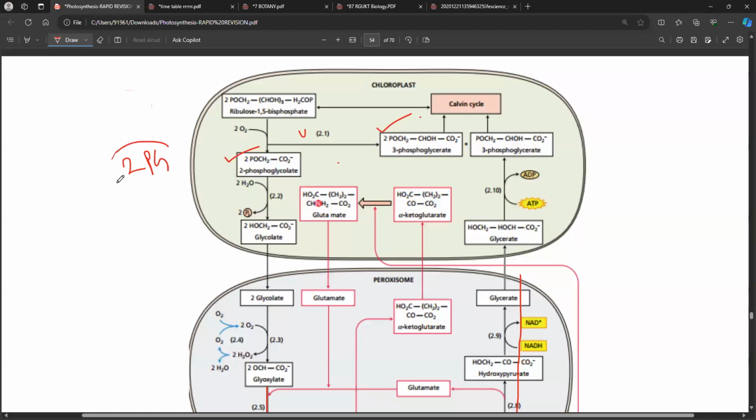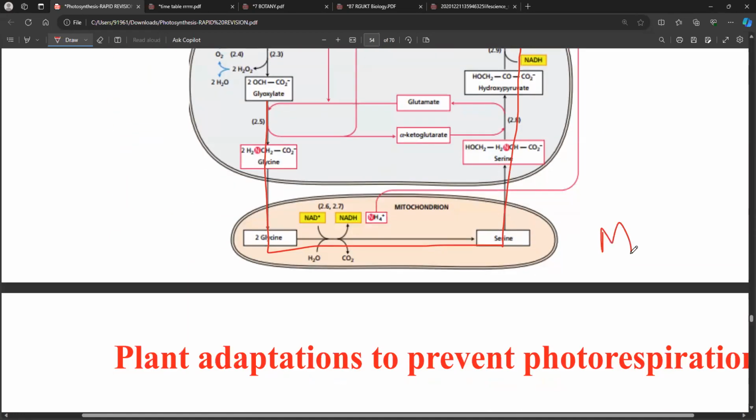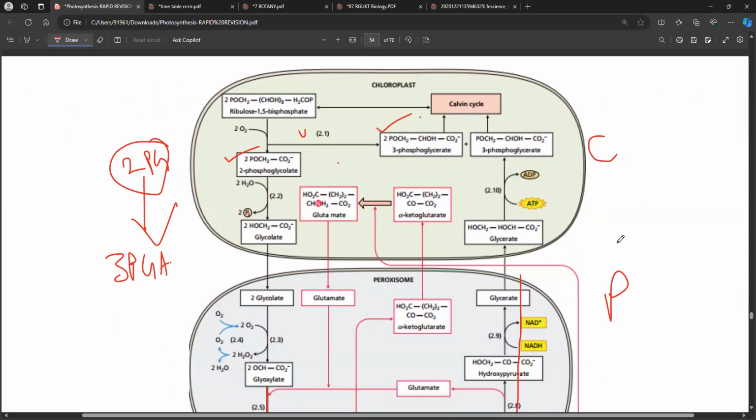How can I convert this 2-phosphoglycolate back to the 3-PGA? With the help of 3 cell organelles. We call it CPM. Again, you know, right? Many times asked question: chloroplast, peroxisome, and mitochondria. Don't get confused. So you only look into this.